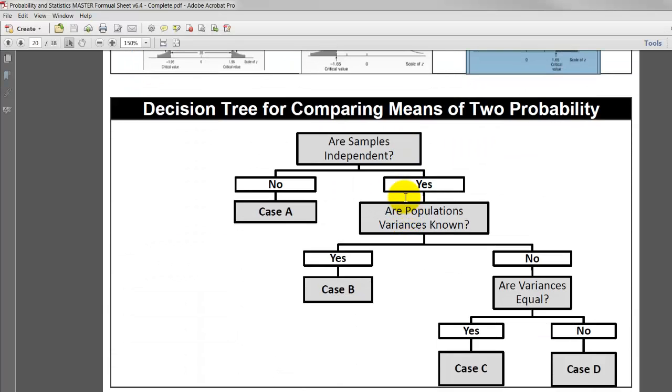Okay, so now for the decision tree. Which one of these cases are we really talking about? We only have 4. Are the samples independent? They are in fact independent. If they were dependent, we would have a situation where we were investigating a paired sample. We don't have a paired sample. Okay, so if they are independent, are the population variances known? Well, no, we weren't given that at all. Nothing was mentioned about the populations being equal. So we don't know anything about the population variances, and furthermore, we don't know if they are equal. So we are talking about case D.